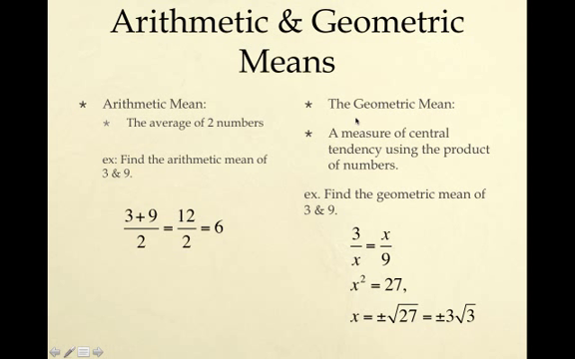So how about the geometric mean? Well, that's also a measure of central tendency, but this time it's using the product of the numbers, where the numbers that you're trying to find the mean of occupy the extremes, and the variable, the unknown, the mean proportional, as it's also called, the geometric mean, will occupy the means of the proportion. You use the means extremes product theorem to cross multiply, simplify, and you see that x equals positive or negative 3 root 3. All right, let's move on to that tutorial before concluding the video.